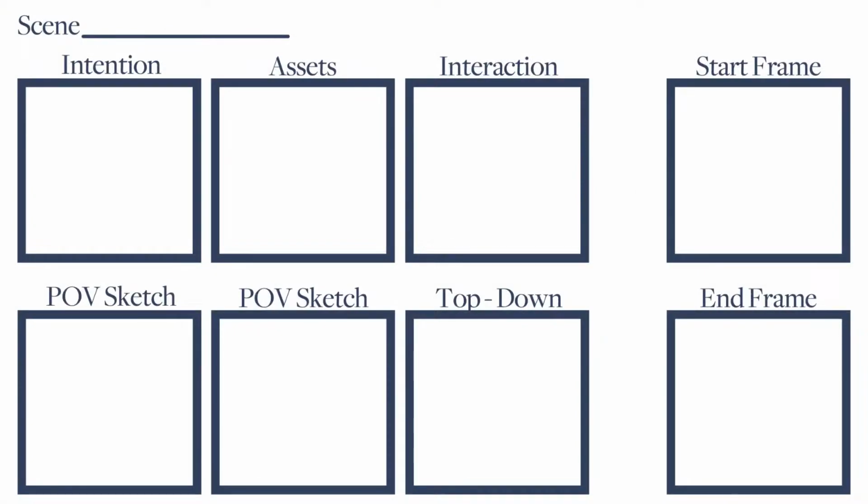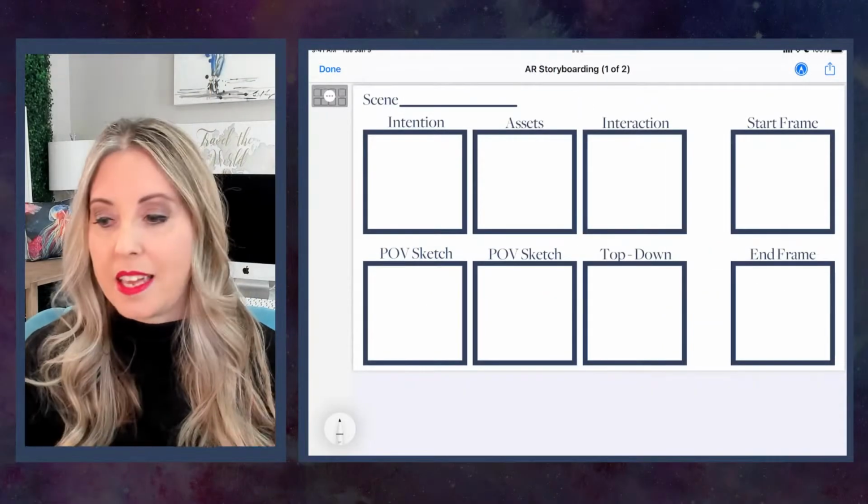And now the two boxes on the right side are the start frame and the end frame. Sometimes I like to start on that side, where here's how I want the scene to start, and here's how I want the scene to end. And then everything that happens in between is what you have to build out in that scene on the rest of that template of the storyboard.